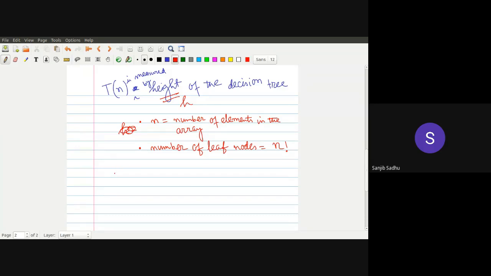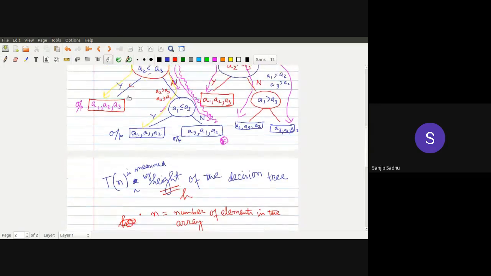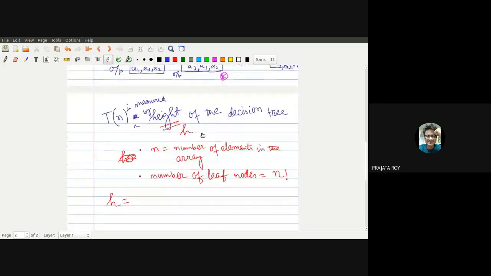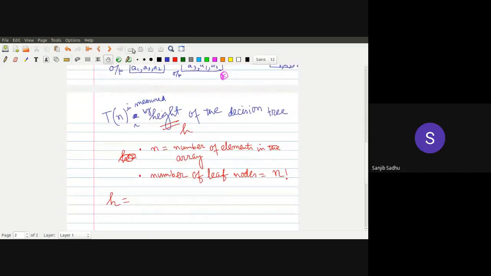Now, what is the height? Tell me. Height is, you know already in data structure, log of the number of leaf nodes. Log n factorial, yes. So that will be log of this.